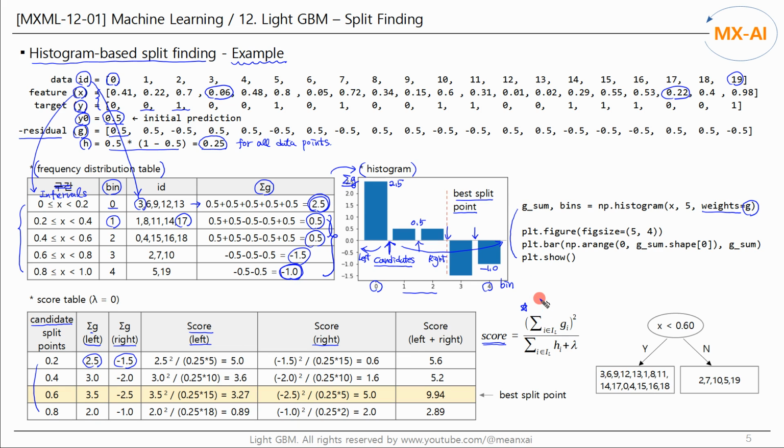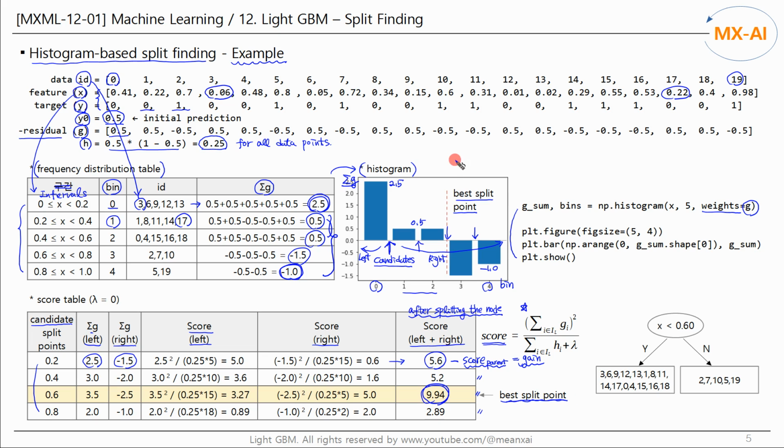Then add up the scores on the left and right sides. This is the score after splitting the parent node. If you subtract the score of the parent node before splitting from here, this becomes the gain. The candidate with the biggest gain is the best split point. The score before splitting is common to all, so the third candidate becomes the best split point.